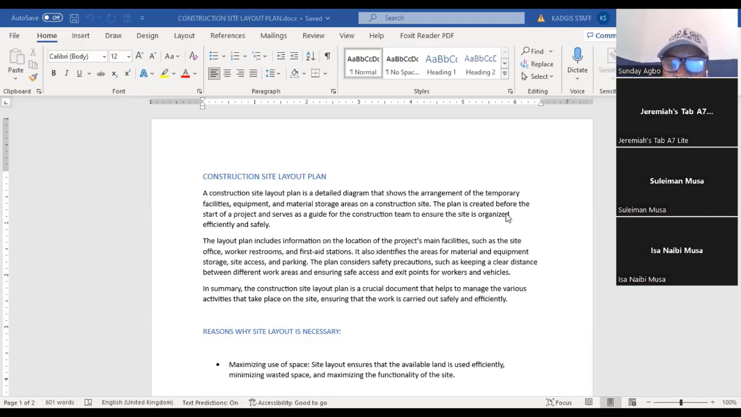The plan is created before the start of the project and serves as a guide for the construction team to ensure the site is organized efficiently and safely. The layout plan includes information on the location of the project.